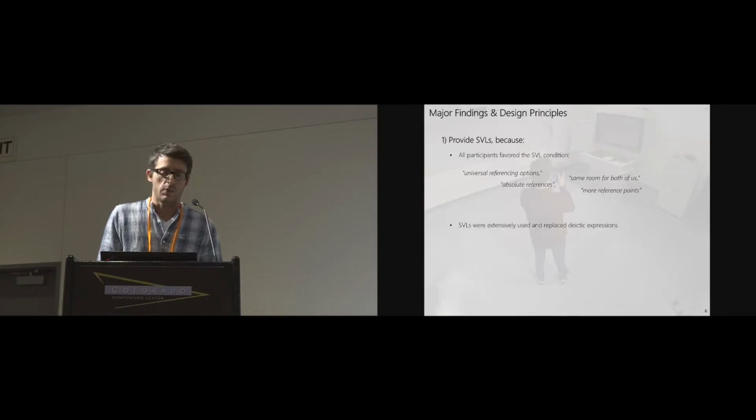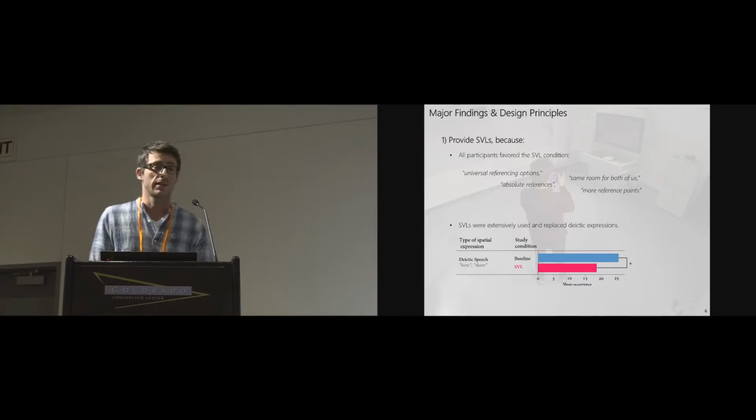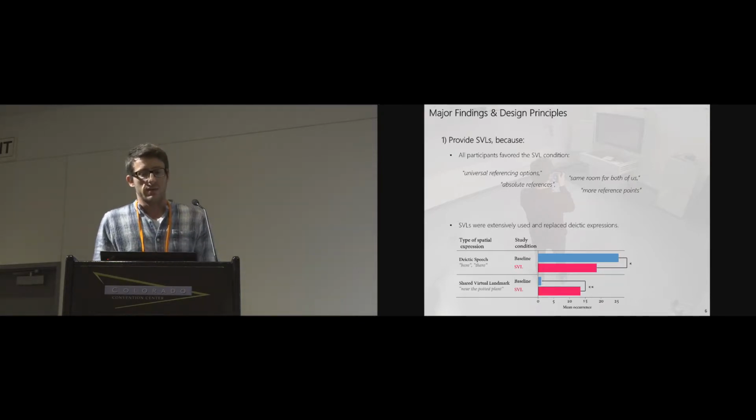As a second reason, we also analyzed communication behavior, and we found that when the SVLs were provided, the dyads made significantly less use of deictic and often problematic, because ambiguous, spatial expressions like "here" and "there." They are actually useless in such remote collaboration scenarios. In addition, when the SVLs were provided, the dyads used them frequently. Here you can see that even in the baseline condition, where the SVLs were not provided, some of the dyads mentioned them. That's because they had seen them in an earlier study condition, so they were still very present, even though not visible.